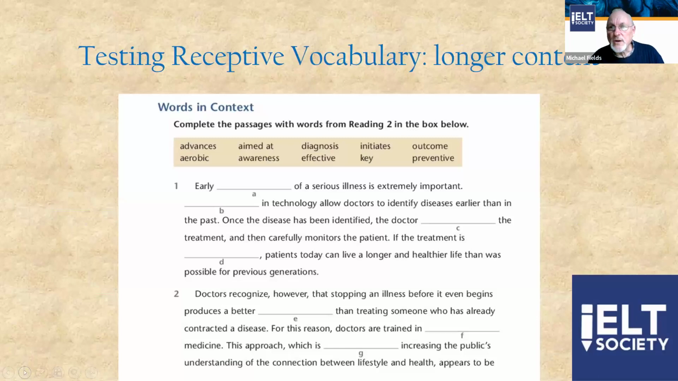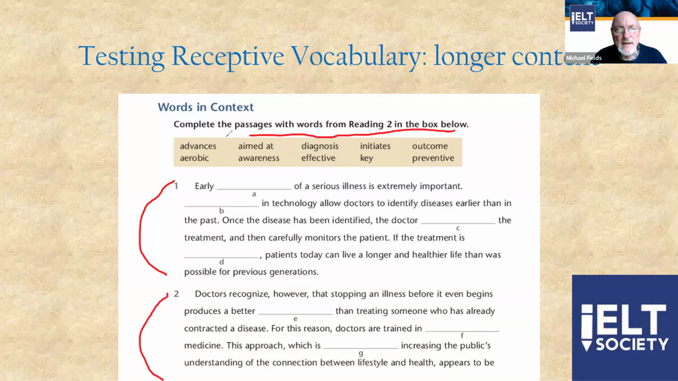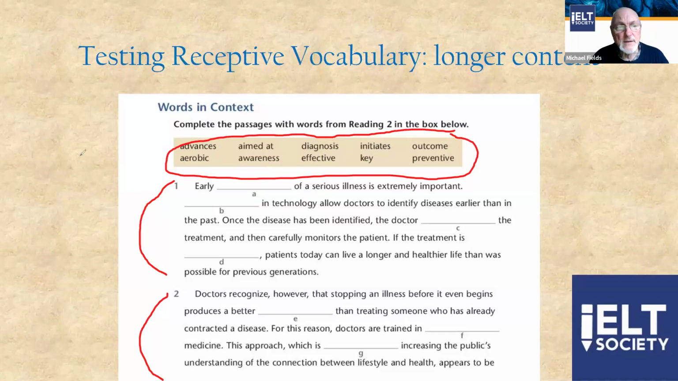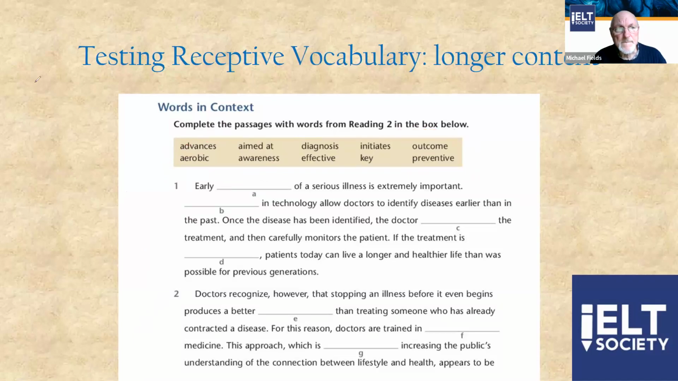Let's go ahead and, oh, sorry, one more for receptive. I think this is the last one. And this is about testing in longer context. This is very similar to the one we saw before, but here now, rather than single sentences, we have paragraphs. And we have a word bank, and we're going to select multiple words to put into paragraphs. And again, this is about building context, contextualizing more. Okay, so this is one more style of testing receptive vocabulary.